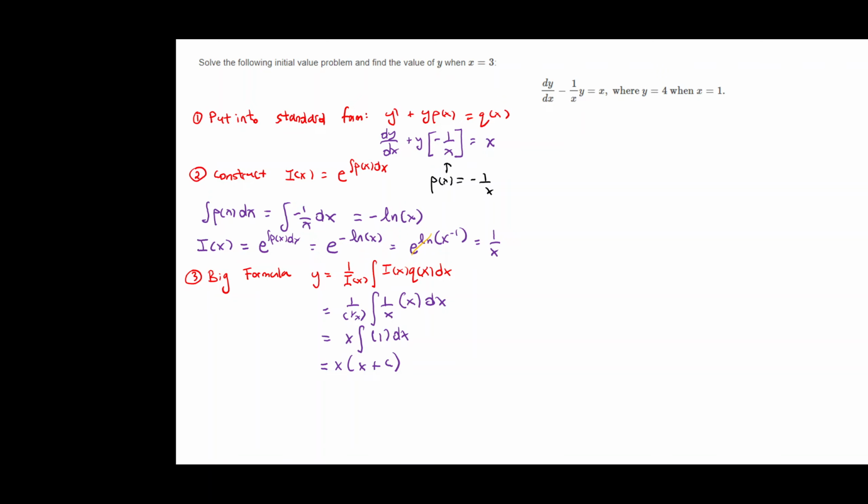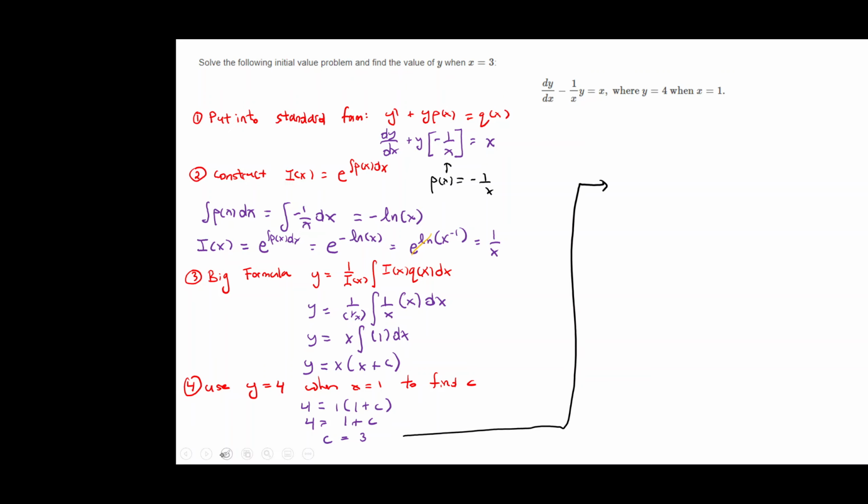And then I'm going to use the initial condition. Use y equals 4 when x equals 1 to find c. So remember that our formula said that y was equal to this thing. So that's what we found. We found the function. Now I'm going to use the condition to replace y with 4, replace x with 1. So 4 is equal to 1 plus c. Subtract 1 from both sides. C is equal to 3.